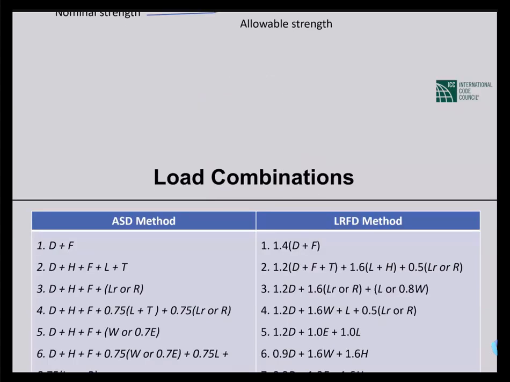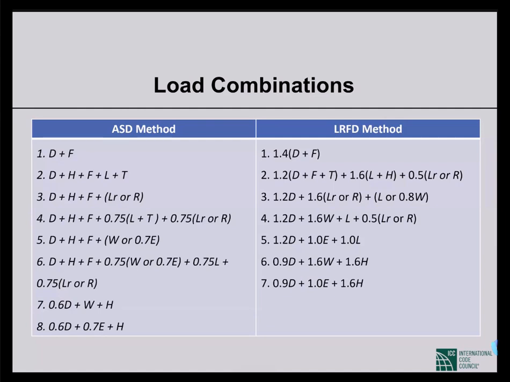Now, load combinations. This is interesting. In the previous version of our code, BNBC 2006, there were separate sets of load combinations for concrete and steel. We had two separate sets of load combinations, both for working stress and ultimate strength design. We had two different sets of load combinations for steel and concrete. In BNBC 2020, we don't have that.